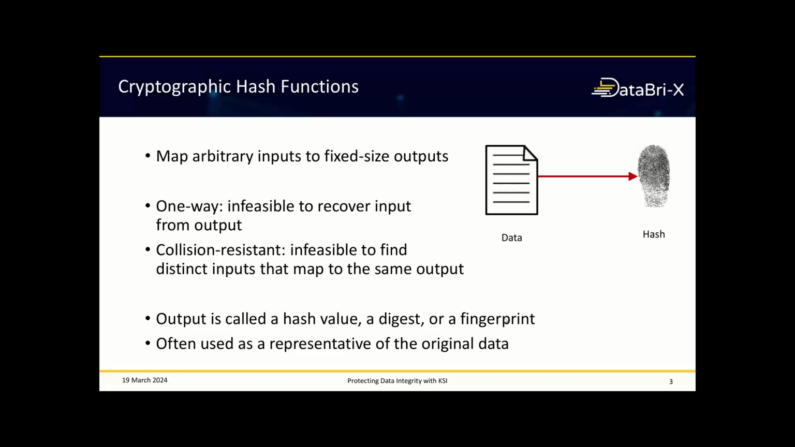So given a hash value, it is impossible to recover the original input from that hash value alone. So they are, in a sense, privacy protecting. And they are collision resistant, which means that it is infeasible to find distinct inputs that map to the same output.